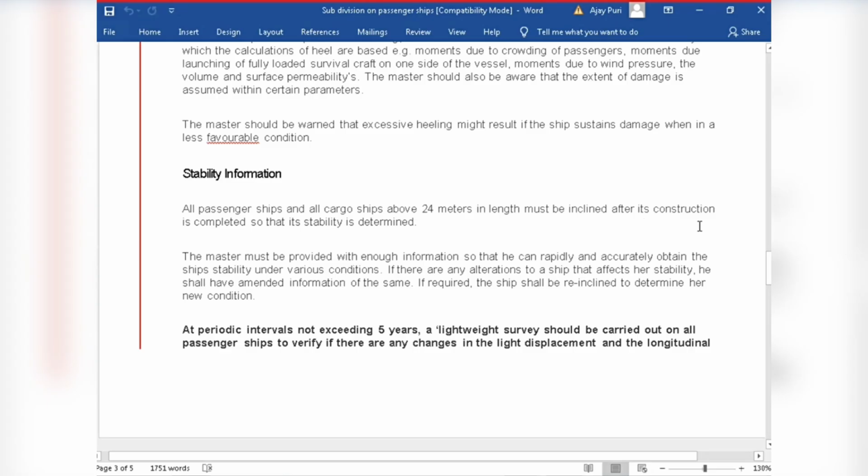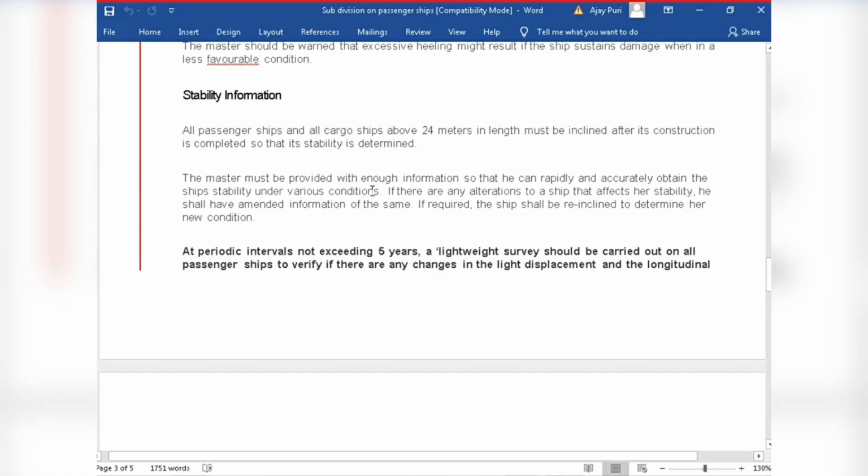So the stability information is that all passenger ships and cargo ships above 24 meters in length must be inclined after the construction. So the inclining test must be done. And the master must be provided with enough information so that he can rapidly and accurately obtain the ship's stability under various conditions. If there are alterations to the ship that affect her stability, the information should be amended accordingly. If required, the ship should be re-inclined to determine the new condition.